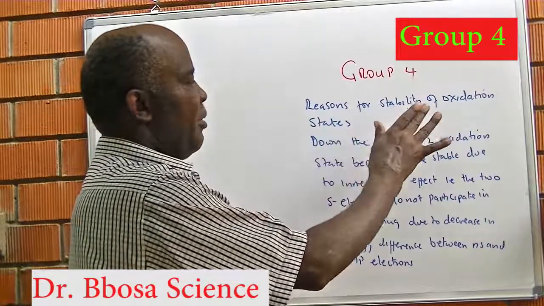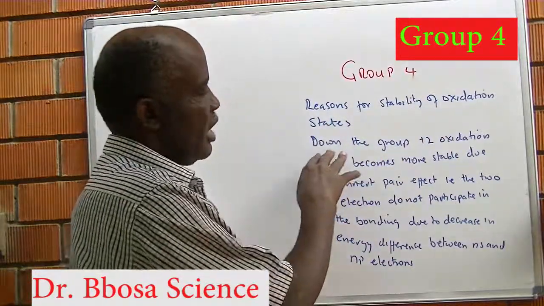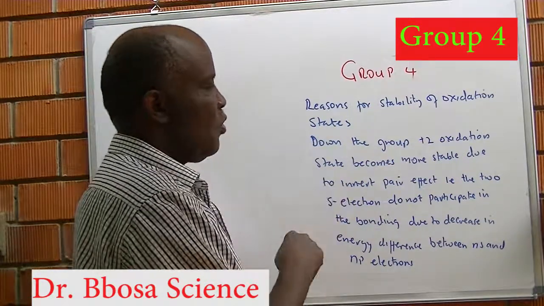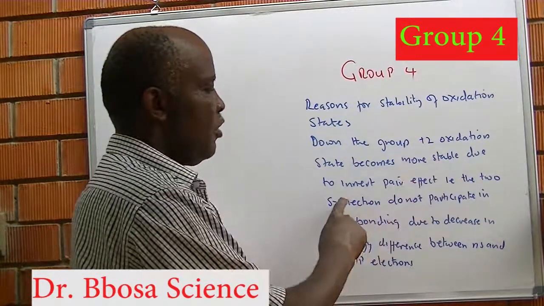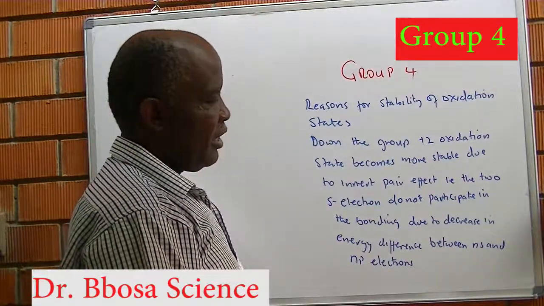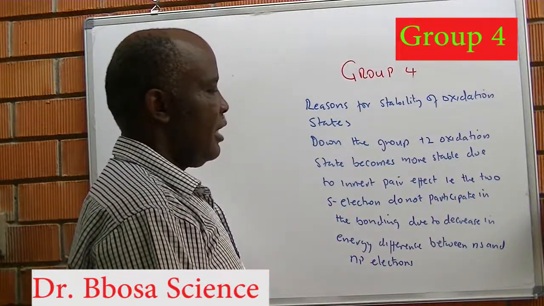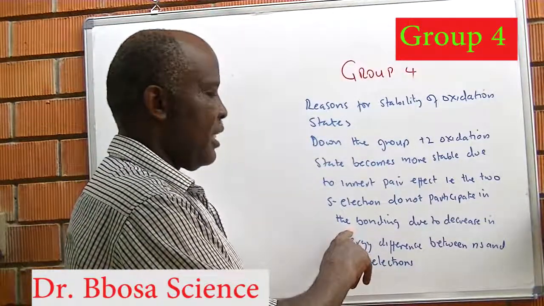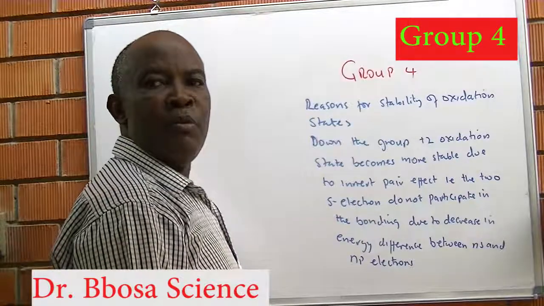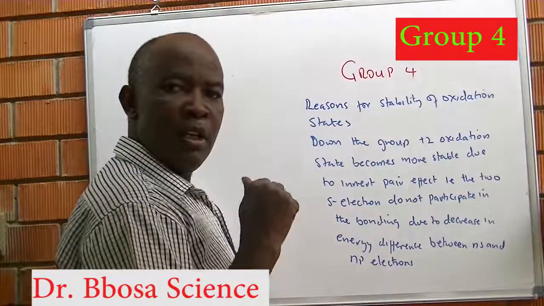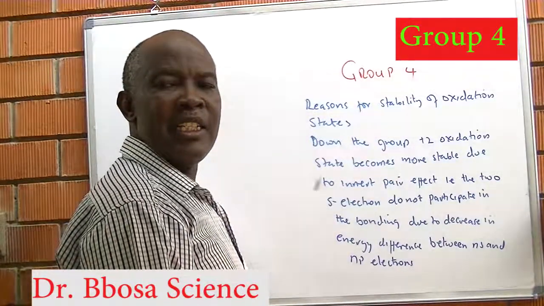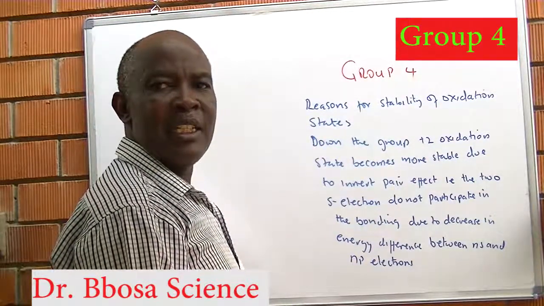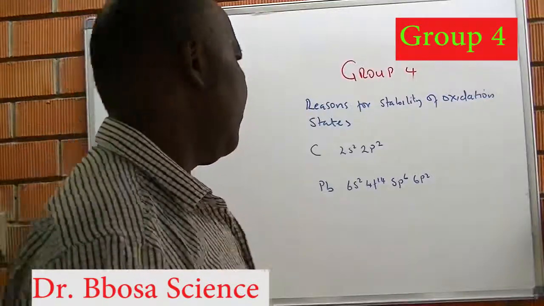The reason for the stability of oxidation states down the group: the +2 oxidation state becomes more stable due to the inert pair effect. That is, the two ns electrons do not participate in bonding because the energy difference between the ns and np electrons widens down the group.